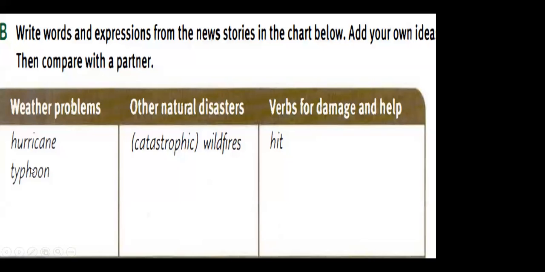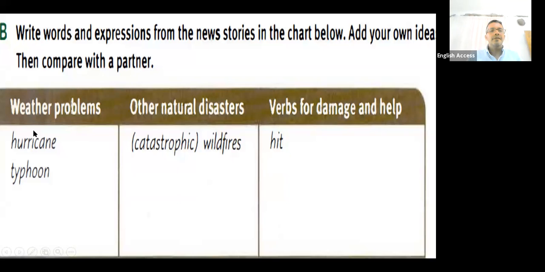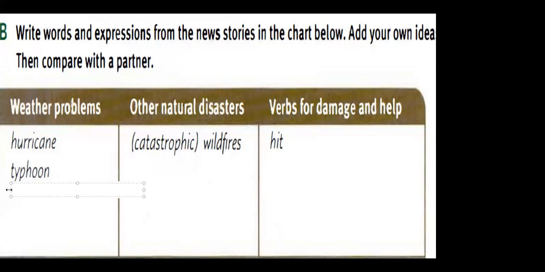All right, excellent. Let's do it fast, please. We have in the first row here, weather problems. Let's do volunteering. Felix, what do you have here in the weather problems? Thunderstorms, tornado, tsunamis, and hailstorms.